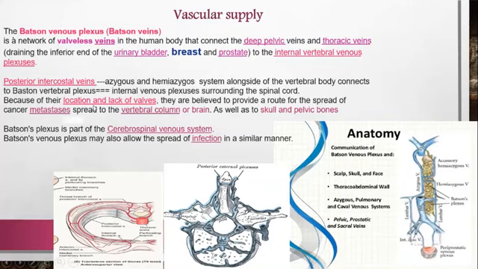Because of their locations and lack of valves, it is believed that this is a way of spread of cancer to the vertebral column and to the nervous system, as well as to the skull and the pelvic bones. So the Batson plexus is part of the cerebrospinal venous plexus. It is also considered in the same way as metastatic spread, as a route of spread of infection and osteomyelitis of the back from pelvic infections and so forth.